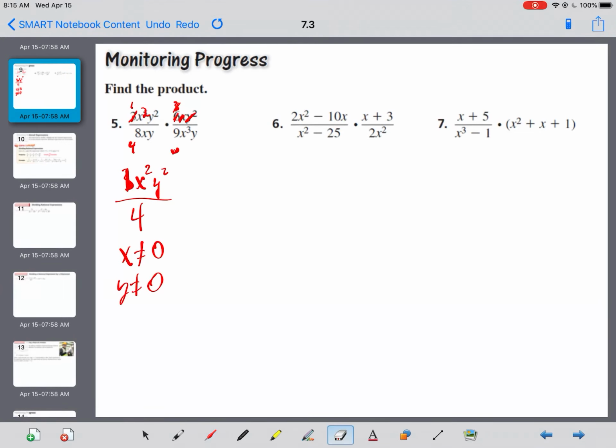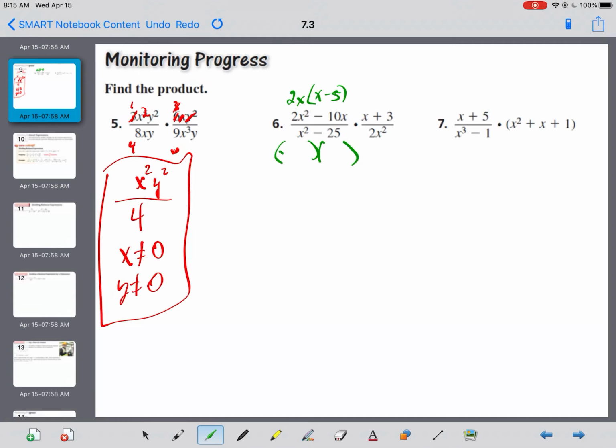Now let's go back and look originally. 0 or 0. Okay, there we go. I'm going to erase that 1. I don't like it being there. There we go. Just like that. Okay, let's look at number 6. I'll even switch colors. All right, so we can pull out a 2x, which leaves us x minus 5. This one is a difference of squares, x plus 5, x minus 5.